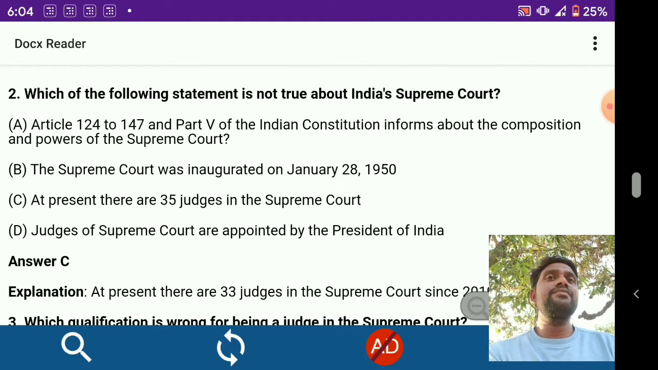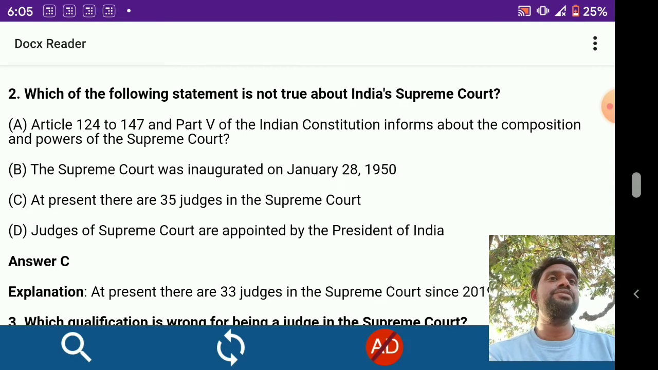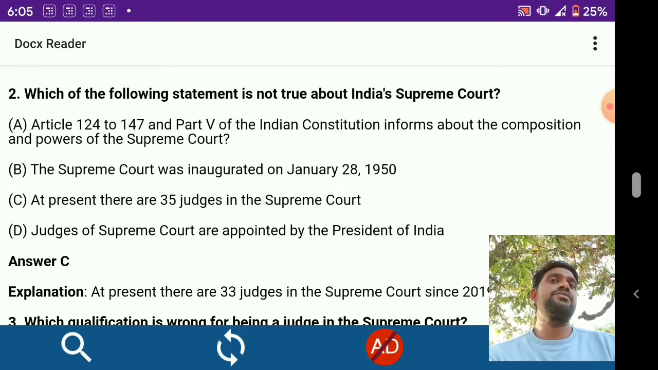Option A, Article 124 to 147 and Part 5 of the Indian Constitution informs about composition and powers of the Supreme Court. Option B, the Supreme Court was inaugurated on January 28, 1950. This is also true. Option C, at present there are 35 judges in the Supreme Court. This is not correct. So the right answer is option C.